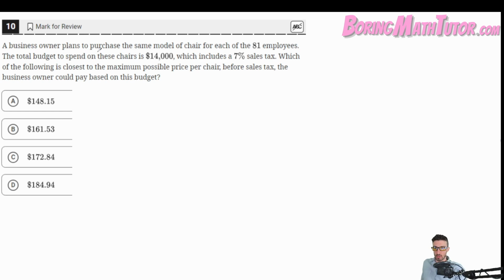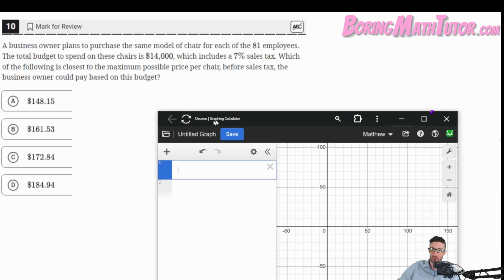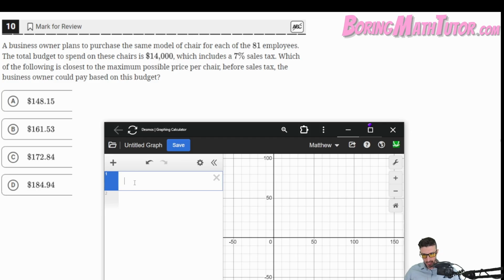We got a business owner that plans to purchase the same model of chair for each of the 81 employees. Total budget is $14,000, which includes a 7% sales tax. Which of the following is the maximum possible price per chair before sales tax the business owner could pay based on this budget? So you could try to see if he actually could use the biggest number there, 184.94, by multiplying it by 1.07 first.